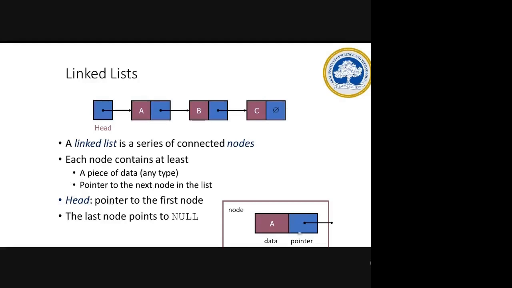The last node will point to the null position, but the previous pointers will each have the address of the next one. So basically this diagram you have to keep in mind: a node, a data and a pointer. This is a series of nodes where the last node you have to always keep as null.